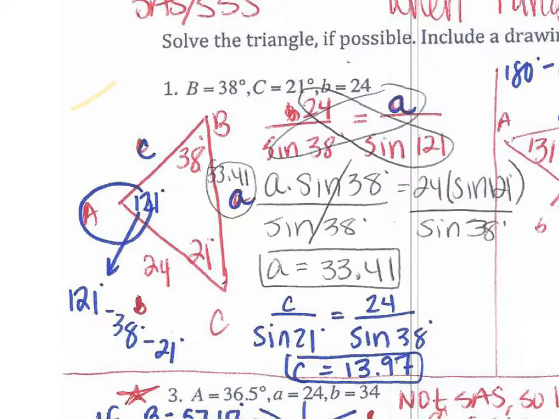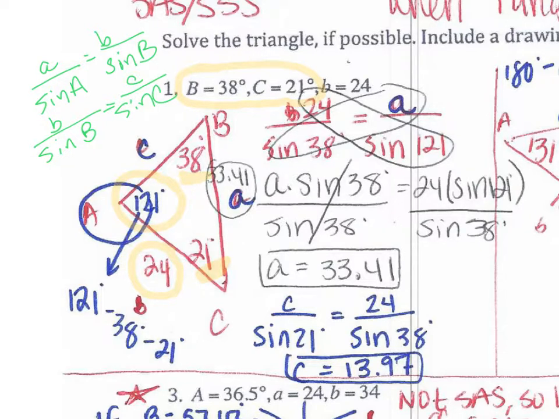So number one, angles B and C are given. If you know two of the angles, then there's only one possible triangle, because you subtract them from 180 to get 121. If one side is given, so we know B, opposite of big B is little b, which is 24, you can then use law of sines to find the other sides.